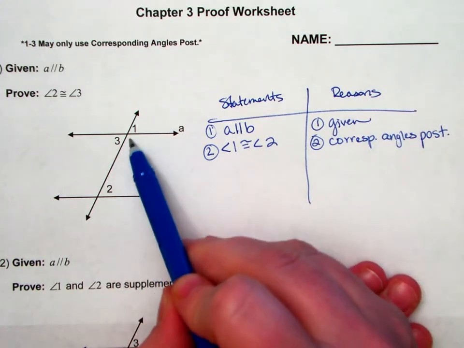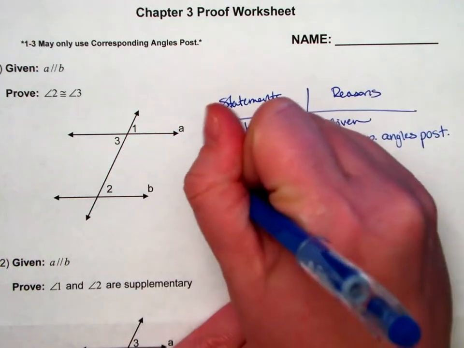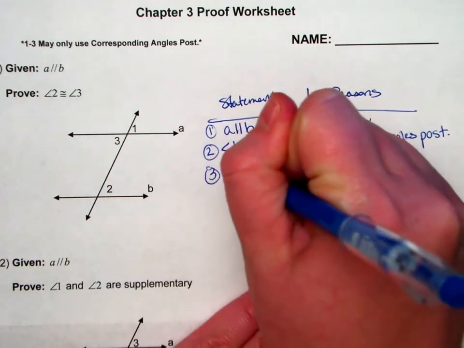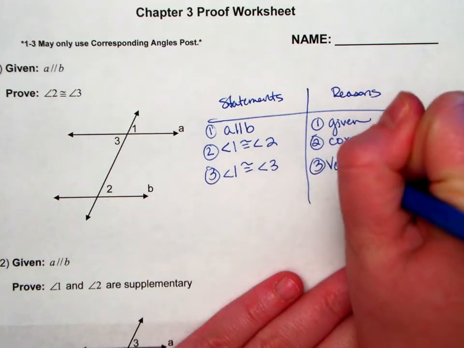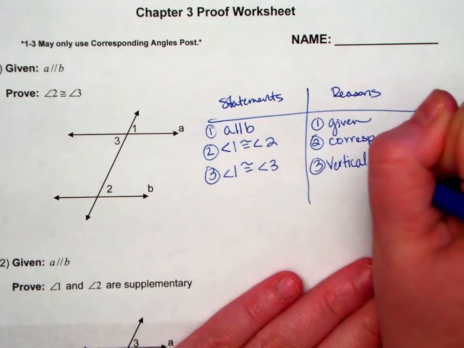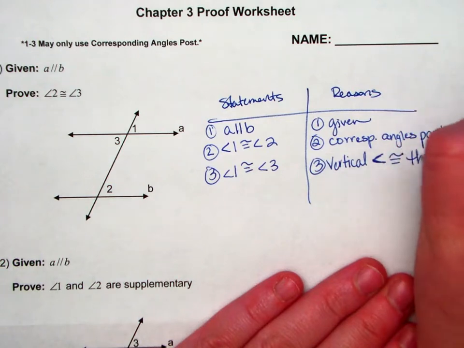Angle 1 and 3 are vertical angles, and as we learned in chapter 2, angles 1 and 3 will always be congruent because of that. So step 3, angle 1 is congruent to angle 3. That's your vertical angle congruence theorem.